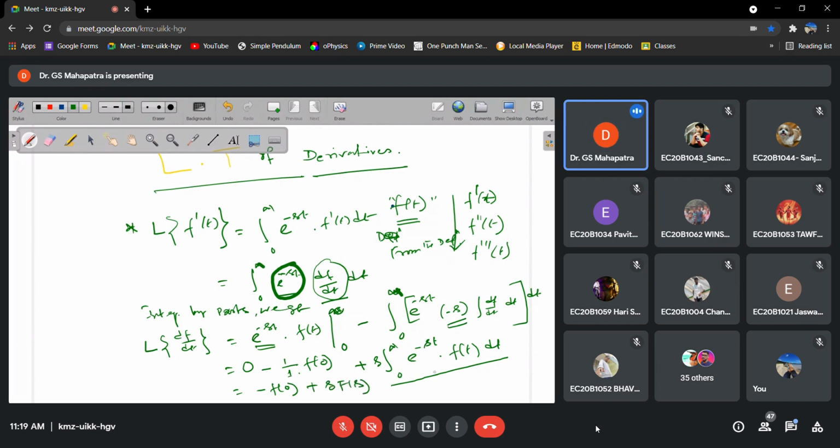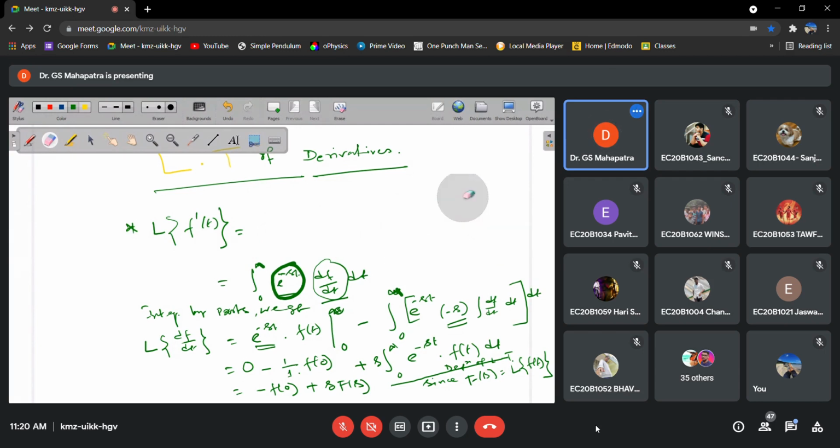Since capital F of s equals the Laplace transform of f of t, that is from the definition of the Laplace transform. Correct. So ultimately, what we get, we will write here. It is this one.